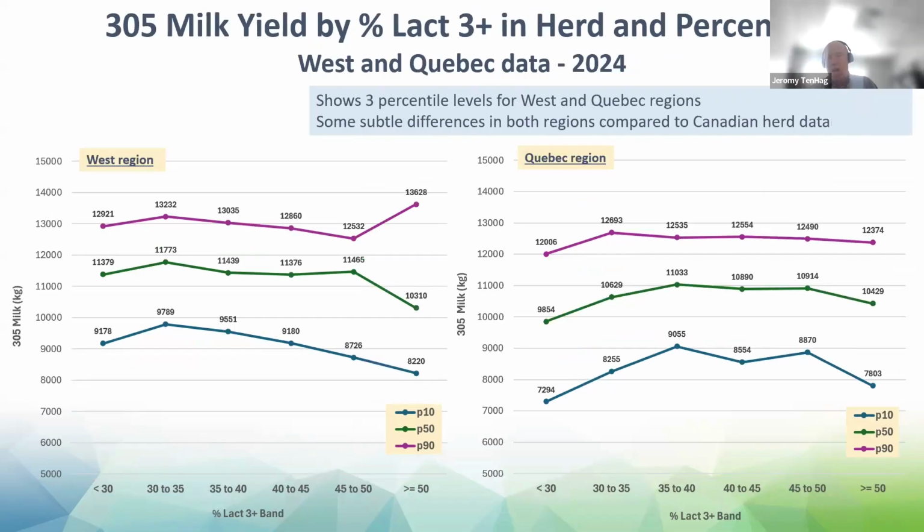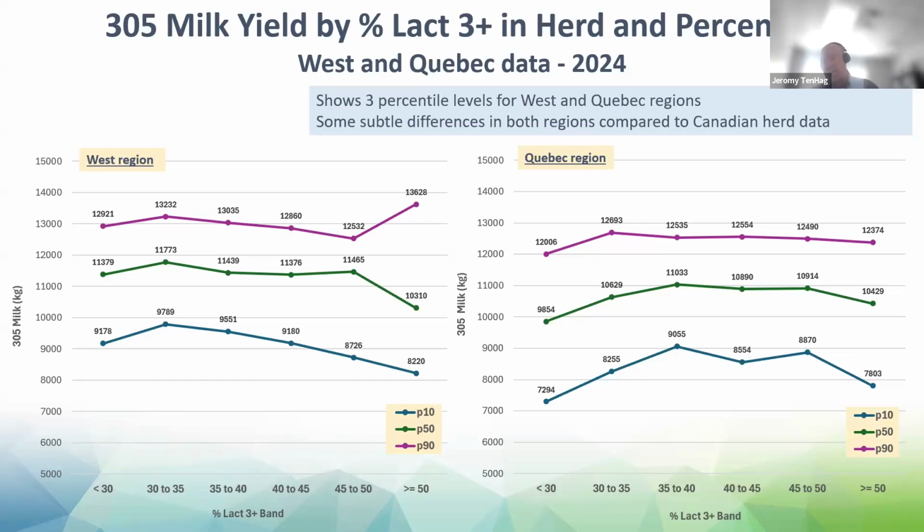The other thing that I thought I'd share too is because the Western herds seem to be, and I put this in air quotes, kind of an extreme, where they have a lot of herds in the younger categories, and then Quebec would have lots of herds in the more mature herd category, the greater than 50% lactation 3 plus. I thought it'd be interesting to look at 305 milk yields in both of those scenarios.